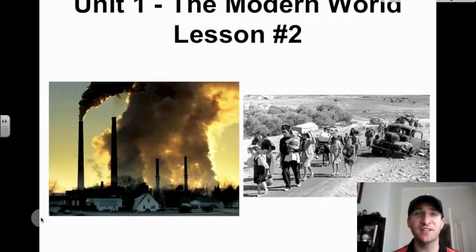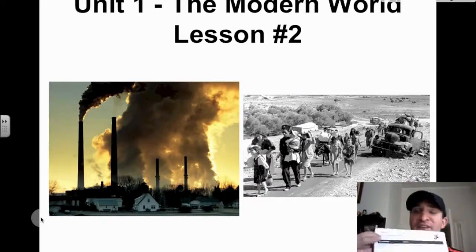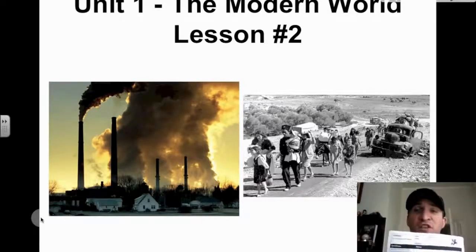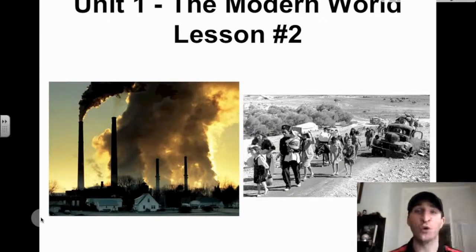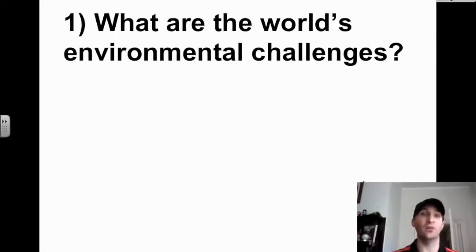We're on to lesson number 2, the environment and refugees. These are two modern world issues we will be addressing. You see the two photographs on your screen which show examples of these two issues. Here we go. What are the world's environmental challenges?